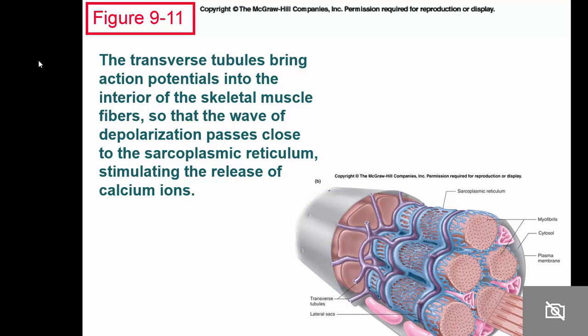Step number 12. It says the propagation continues until the terminal cisternae. The terminal cisternae are these SRs, the terminal ones. So these sarcoplasmic reticulum, they're all along the muscle fiber. Okay? So these channels, they conduct a current that goes out this way and then ultimately goes down, right? Because it's an action potential. It propagates through the entire muscle.